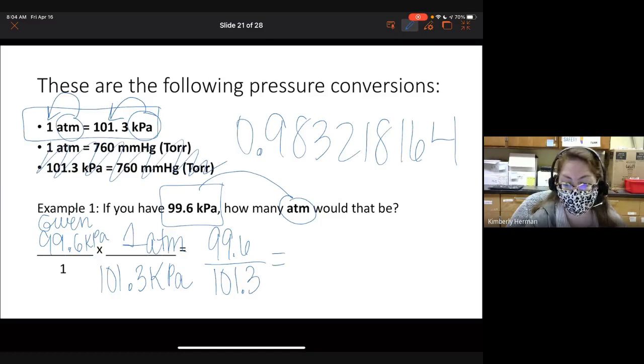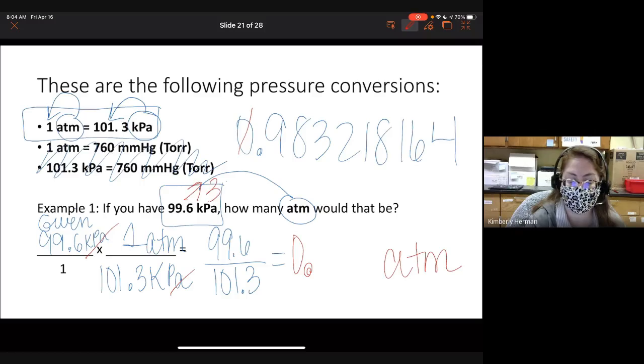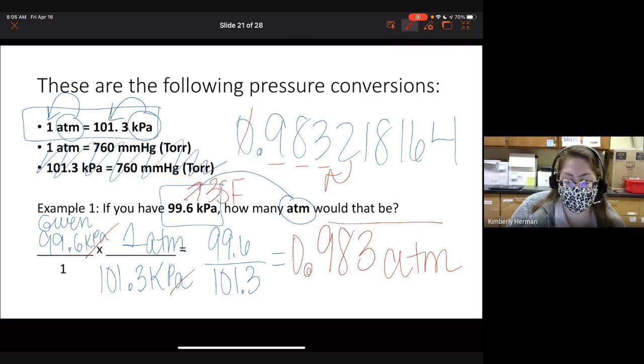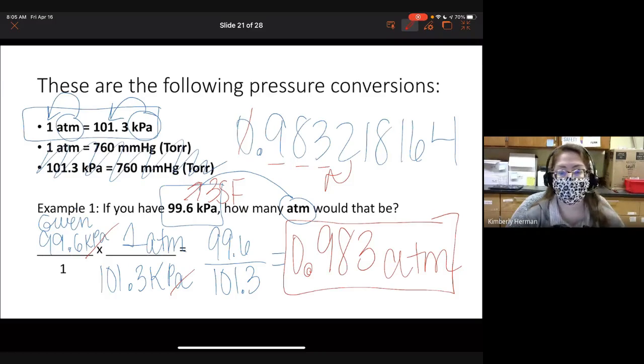So notice that kPa and kPa cancel out, so my final unit is going to be atm. Zeros to the left are placeholders, so I'm going to carry it down. And then we see that 99.6 has 3 sig figs, so count over 1, 2, 3. Will 2 round 3 up? Nope, so we're going to have 0.983 atm. And that's how we do a pressure conversion, and we'll need these potentially when we get to gas laws in the next part of this unit.